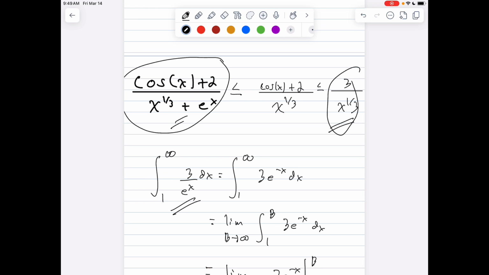And again, you basically try to make an inequality. You want to keep your function, the one you're going to integrate, as simple as possible. So we did that here with 3 over e to the x. And then from there, you establish that result.